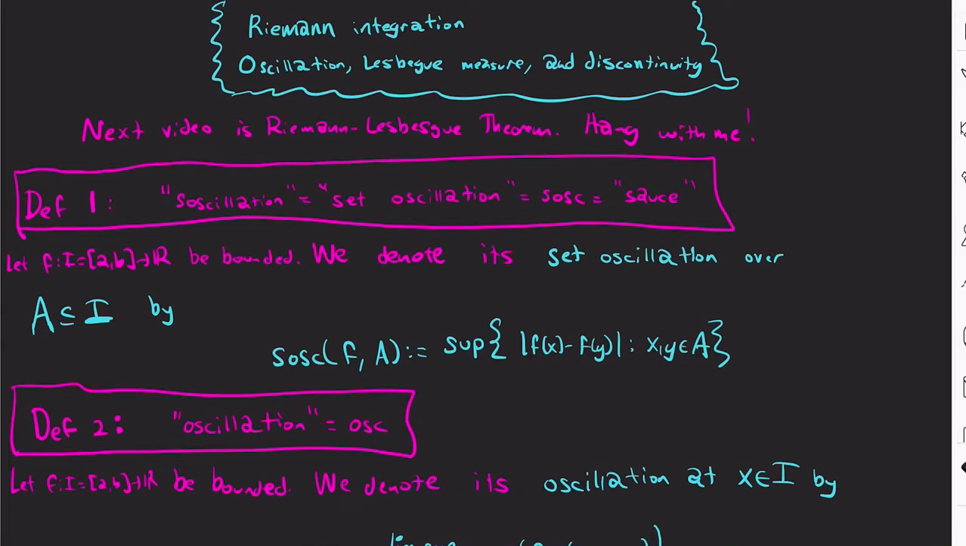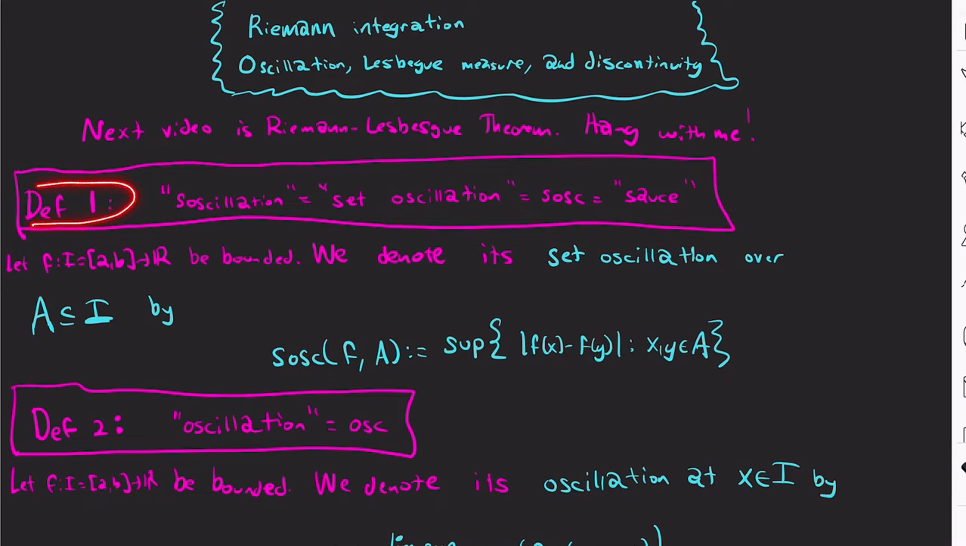Hi everyone, in this video, this will be our last Riemann integration video before the Riemann-Lebesgue theorem, so hang with me. I've just got a few more terms to introduce, and we're going to prove a small lemma with a discontinuous function that will serve as a proof outline for the Riemann-Lebesgue theorem in the next video. So we're getting into the interesting stuff. So I'm going to introduce a few terms, oscillation and Lebesgue measure.